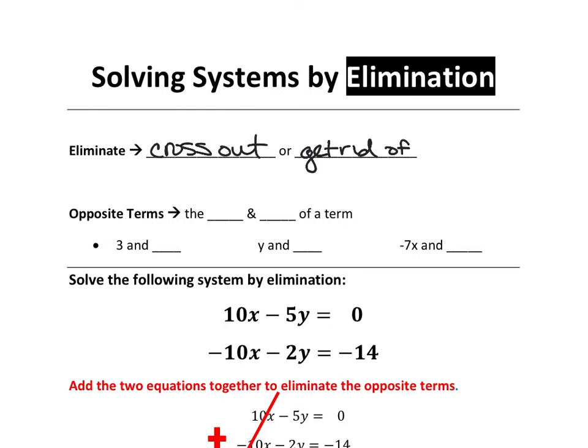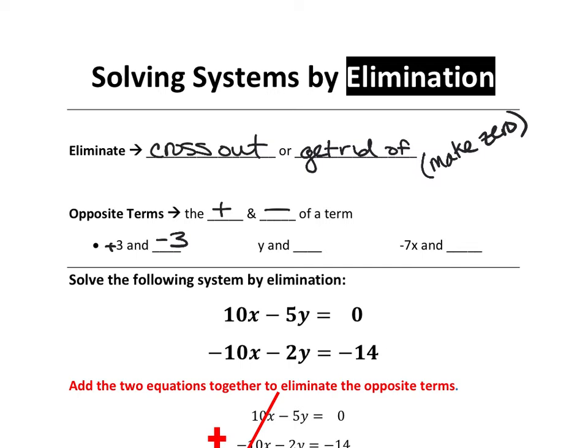In math, when we want to get rid of something or eliminate it, we need to make it 0. So we're going to work on making zeros today. Now the way that we make zeros is by finding opposite terms. An opposite term is the positive and negative version of a certain term. So if I asked you for the opposite of 3, the opposite term would be negative 3, because you have both the positive 3 and the negative 3.